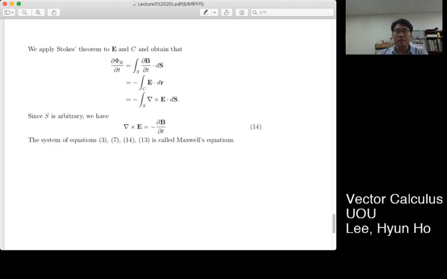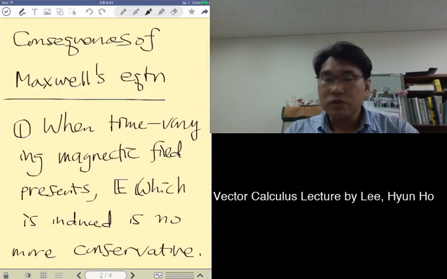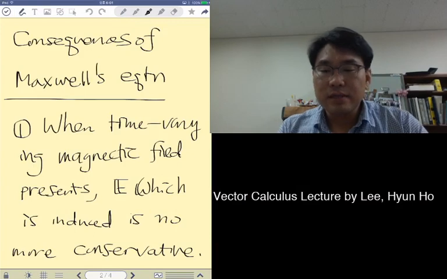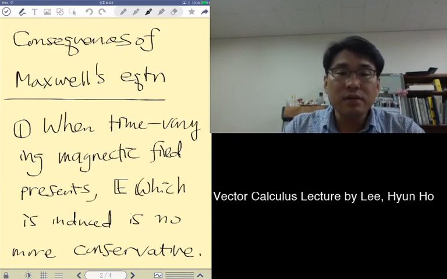Their interaction is now captured by these equations. Okay, so this is the last of the Maxwell equations. So now let's come back to the iPad and observe the consequences of the Maxwell equations. Okay, so as I emphasized, let's again look at the consequences of the Maxwell equations.